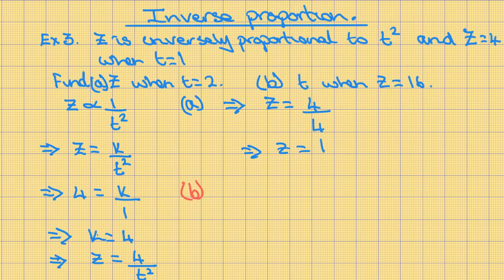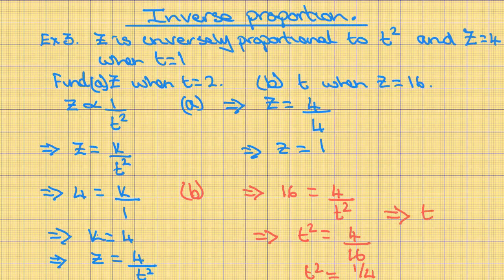B, find t when z is 16. Therefore we have 16 equals 4 over t squared, therefore t squared equals 4 over 16, so t squared equals 1 over 4. Therefore t equals the square root of 1 over 4, plus or minus. Therefore t is plus or minus 1/2.